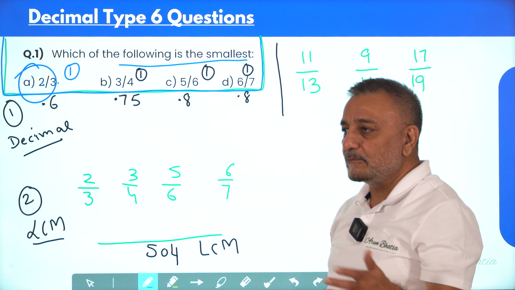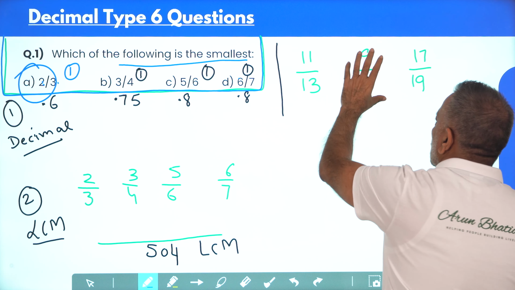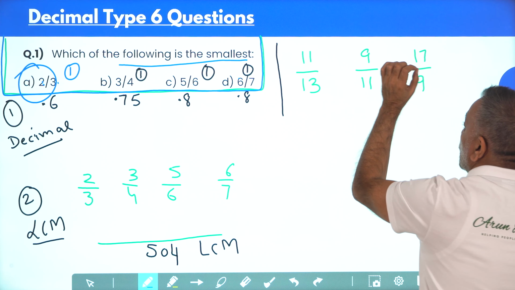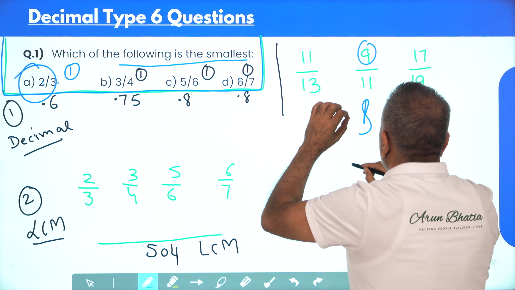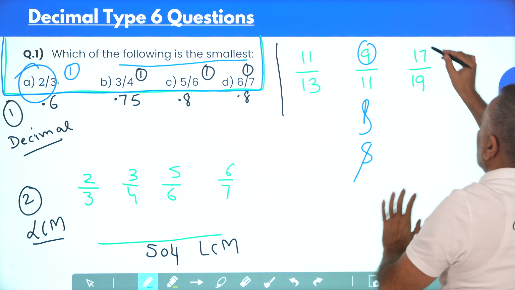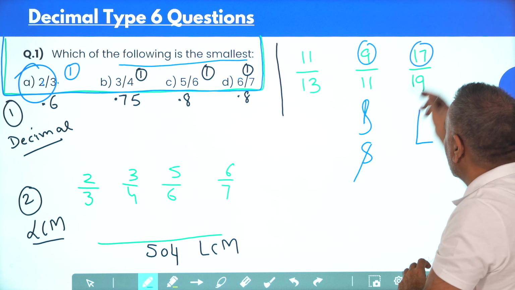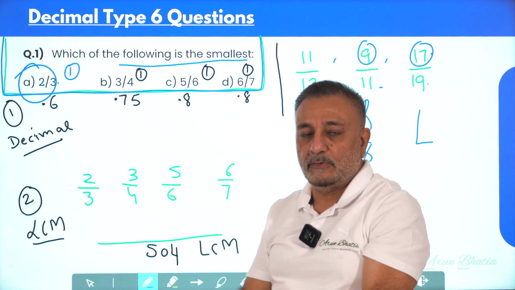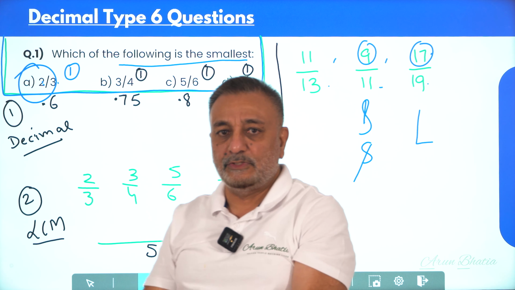To make you understand more, I've given one example. The difference here is 2, 2, 2, and we are looking for the smallest. Which is the smaller numerator here? 9. So this means this is the smallest fraction. 17 is the largest numerator, that means this is the largest fraction, when the difference is the same. Like this, you will be able to build up your confidence and fundamentals. Now we are moving to the next question.